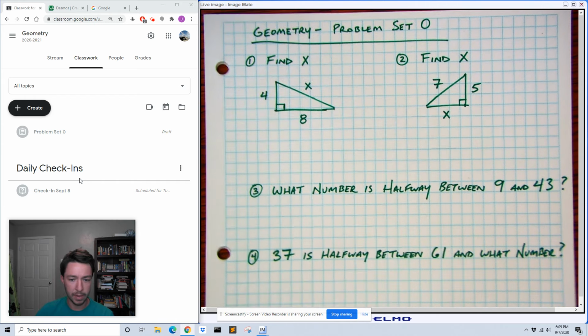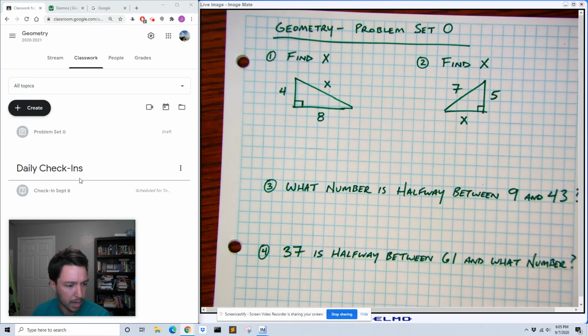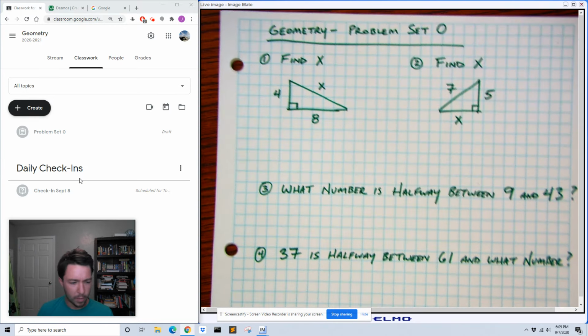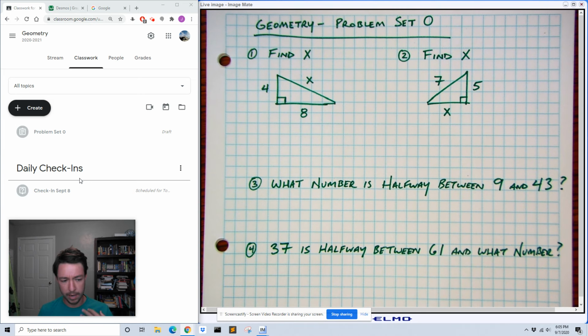So basically, imagine you had this right in front of you already, and you just had to do your work below the problem. So I hope that makes sense. It's designed to make your life and my life easier, and just help make things go more smoothly. So I think that's it as far as logistics go.